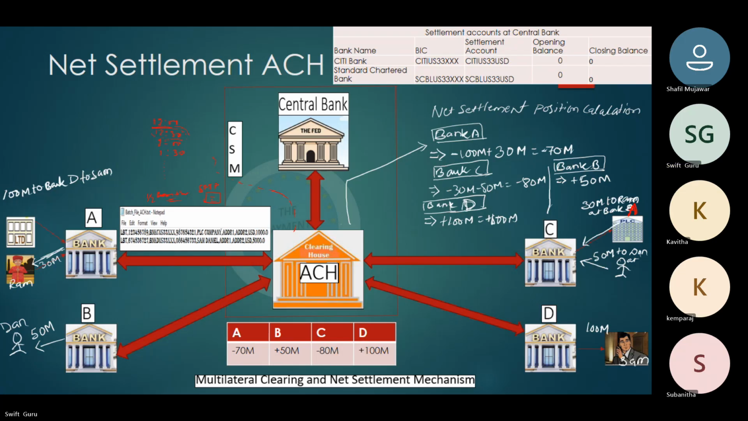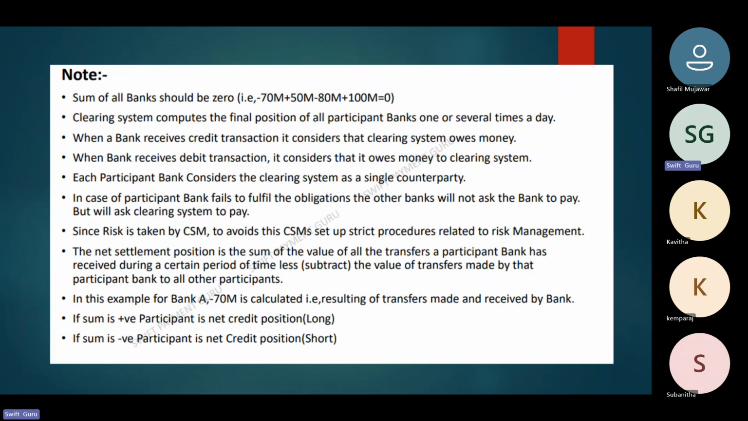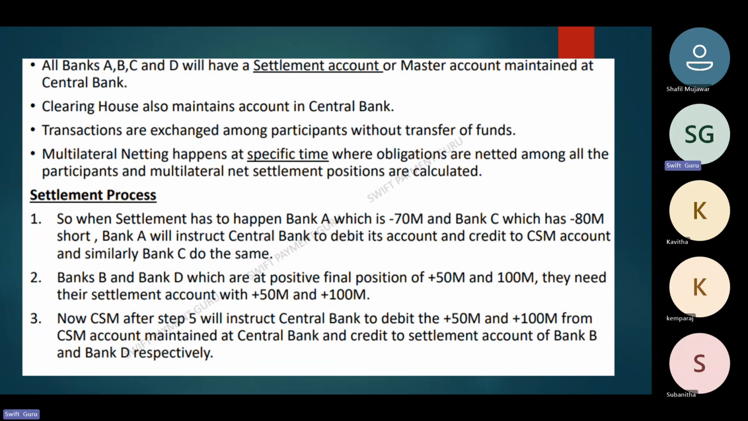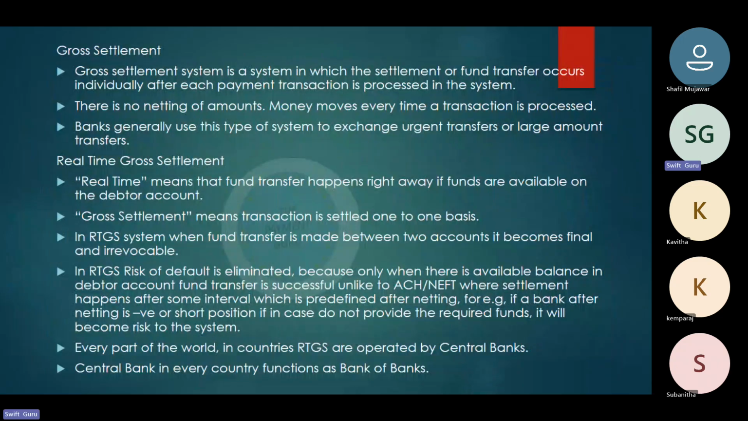All right, fine. The next payment system is basically a gross settlement system. This gross settlement system works in a different way altogether than your net settlement system. In the gross settlement system, the fund transfer occurs individually after each payment transaction is processed in the system, meaning it does not have to create a batch file unlike the net settlement system type, correct? And there is no netting of the amounts. Money moves every time the transaction is processed. Banks generally use this type of system to exchange urgent transfers or large amount transfers.